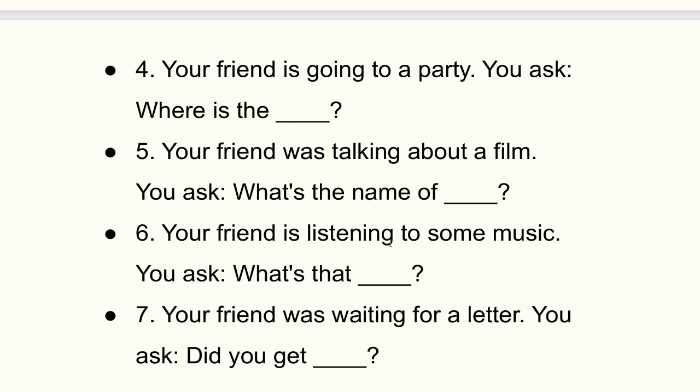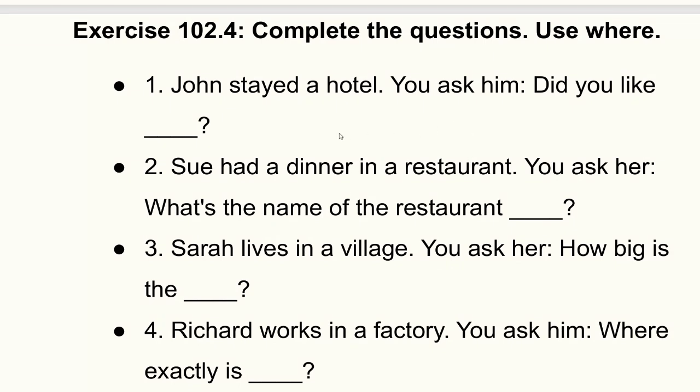Your friend is listening to some music. You ask, "What's that music you are listening to?" Your friend was waiting for a letter. You ask, "Did you get the letter you were waiting for?" John stayed at a hotel. You ask him, "Did you like where you stayed?" Sue had dinner in a restaurant. You ask her, "What's the name of the restaurant where you had dinner?" Sarah lives in a village. You ask her, "How big is the village where you live?" Richard works in a factory. You ask him, "Where exactly is the factory where you work?"